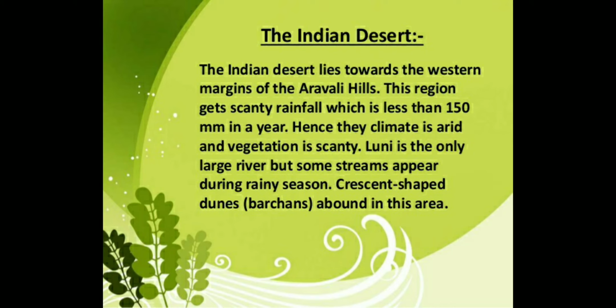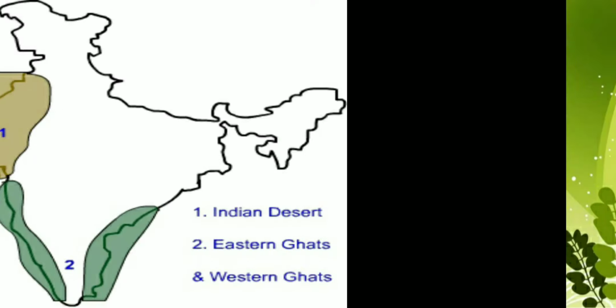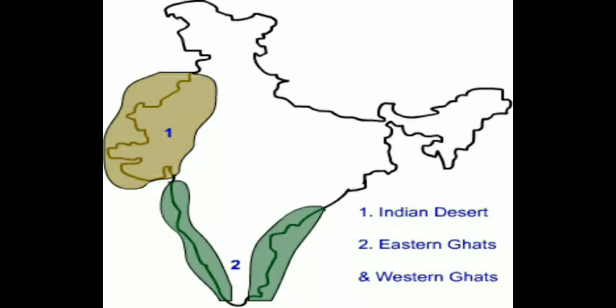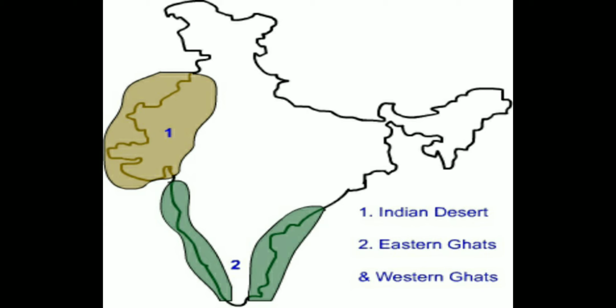Clear to you? Although there are some streams, they appear only in the rainy season. Single season rivers, you understand? Otherwise they remain dry. Crescent shaped dunes, you understand? Barchans abound in this area. You will find many like this. Sandbars and mountain-like sand structures are found, the crescent ones.